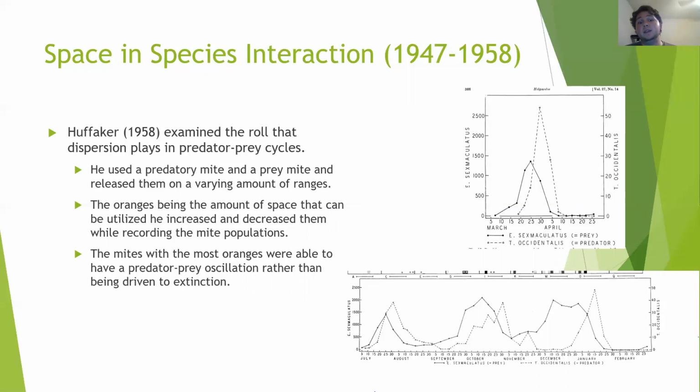But when these prey mites had 40 oranges to expand upon instead, so they could avoid predation, they were able to survive for 8 months rather than 2 months. And so you end up seeing this cycle of the populations going up and then down and up and then down as the predator population goes up and then down.